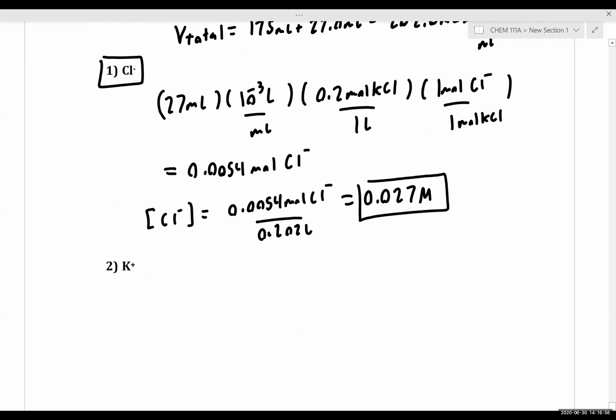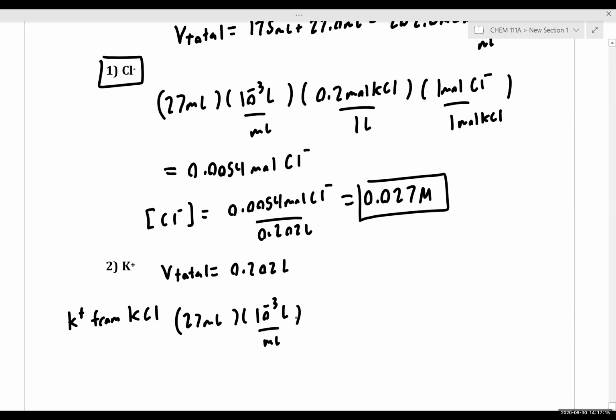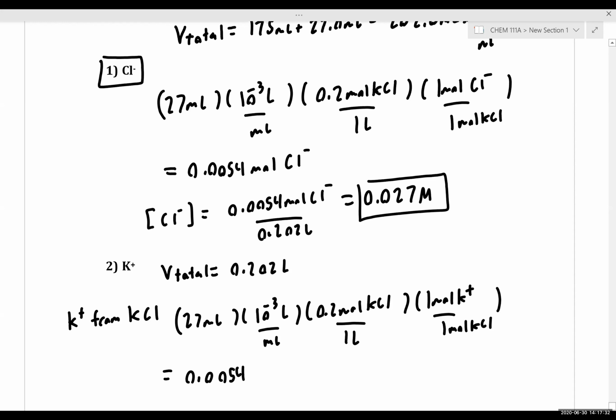Okay, so chloride's the easy one. Let's now look at potassium. So our volume total is still 0.202 liters. So the potassium, this time from potassium chloride, is equal to 27 milliliters times 10 to the negative third liter per mil times 0.2 moles of potassium chloride per liter times 1 mole of potassium per 1 mole of KCl. And that in turn gives us 0.0054 moles of potassium.